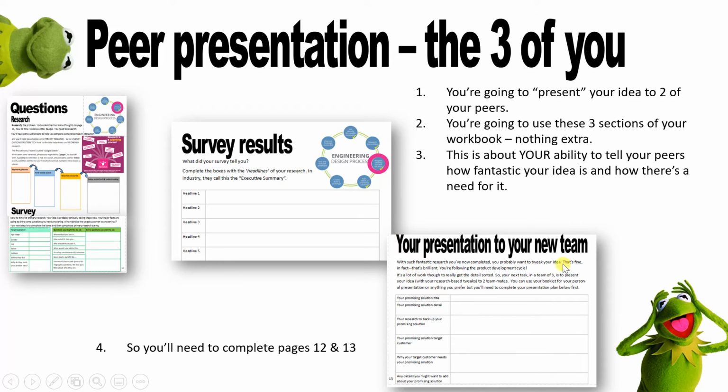The secondary research, you see the Google research boxes. You've got the survey results, and you've got some interesting facts to fill in on page 13. And to help you prepare for your little speech to your peers, you've got the box at the bottom of page 13 to help you get the main points that you like to get across. So this is about your ability to tell your peers how fantastic your idea is and that there's a need for it. So all these pages in your booklet are now going to help you do that.